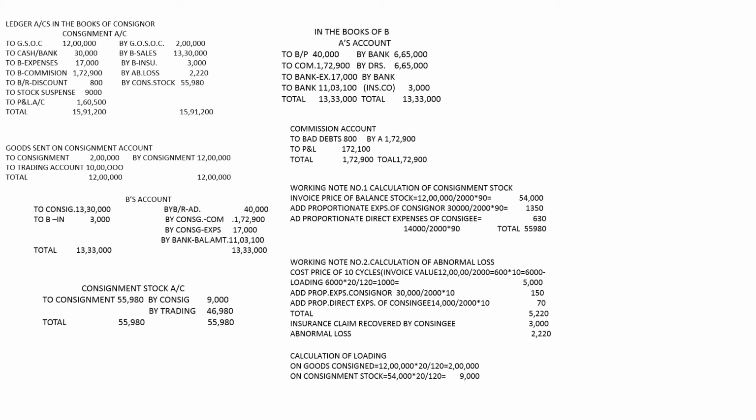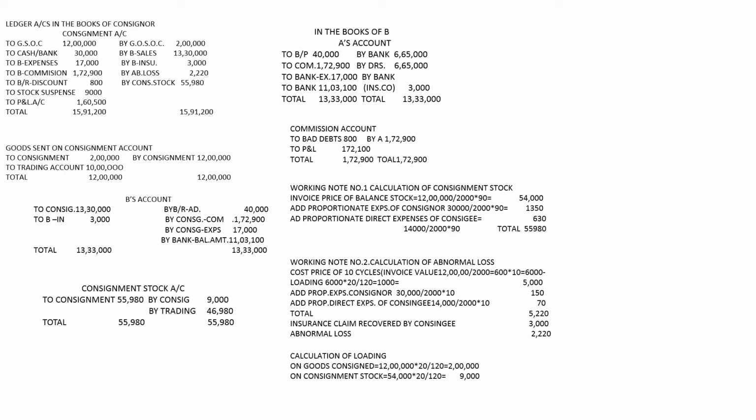Then the other ledger in the books of consignor, that is the goods sent on consignment account. In consignment we are writing to goods sent on consignment. In goods sent on consignment we will write by consignment 12 lakh. Then on the credit side we find by goods sent on consignment 2 lakh. On its debit side we will write to consignment 2 lakh. Credit side total is 12 lakh, debit side total 12 lakh, to trading account 10 lakh.